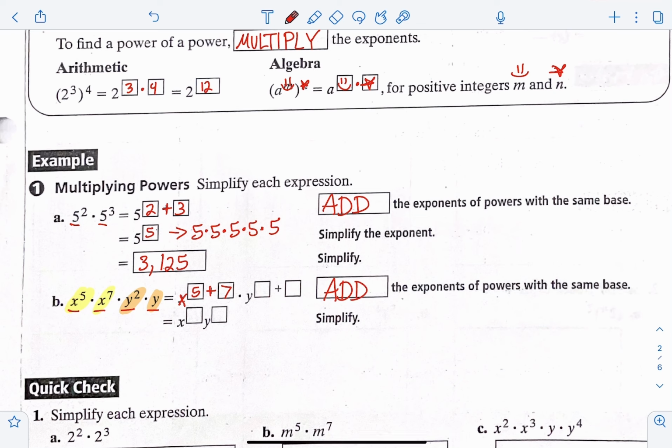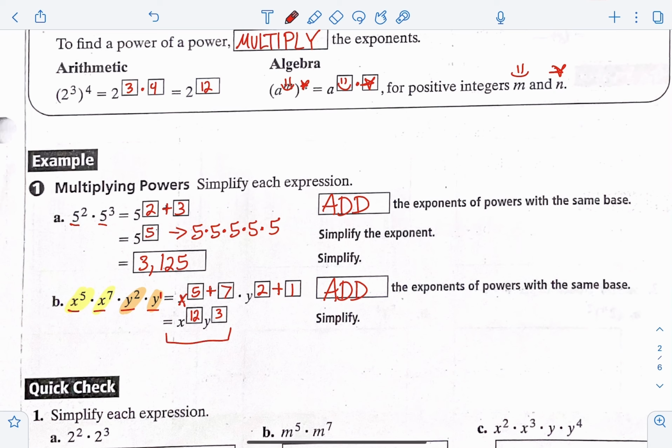And then since we have y to the 2 and just a y, remember that when it's just a y, really it has an exponent of 1, telling you that there's only one y happening. So this is going to be 2 plus 1. Then we combine those. So x to the 5 plus 7 is really x to the 12. And y to the 2 plus 1 is really y to the 3. Okay, so you write your final answer like that.